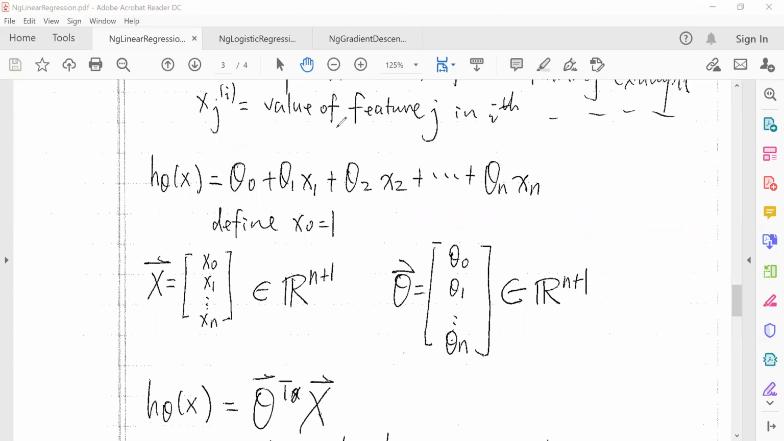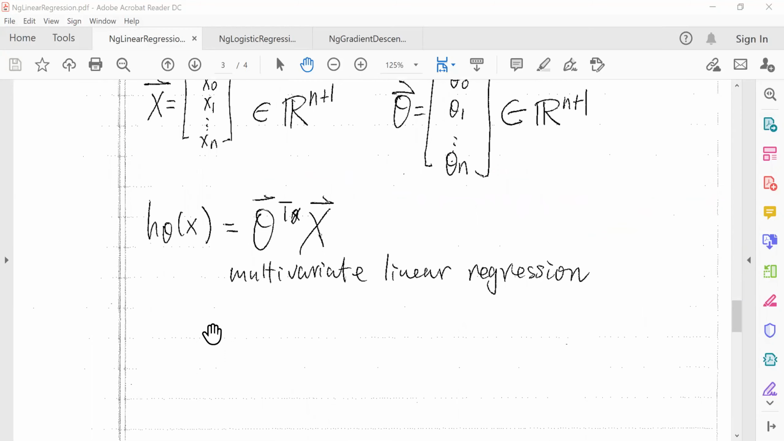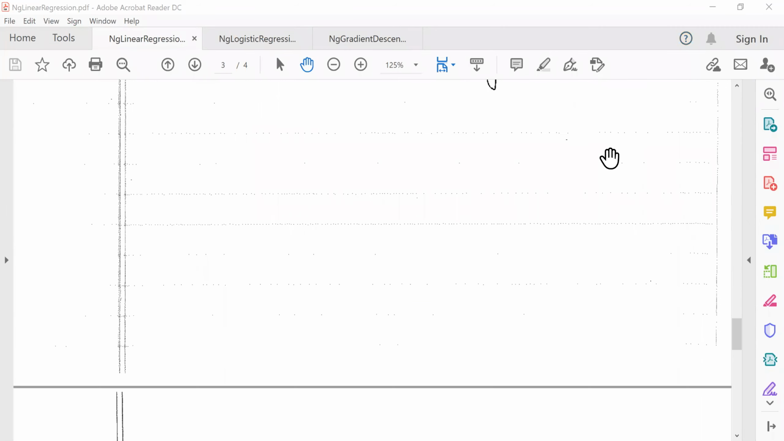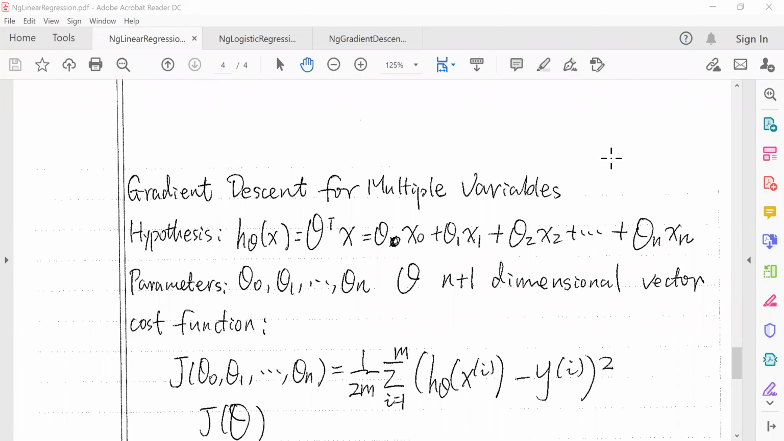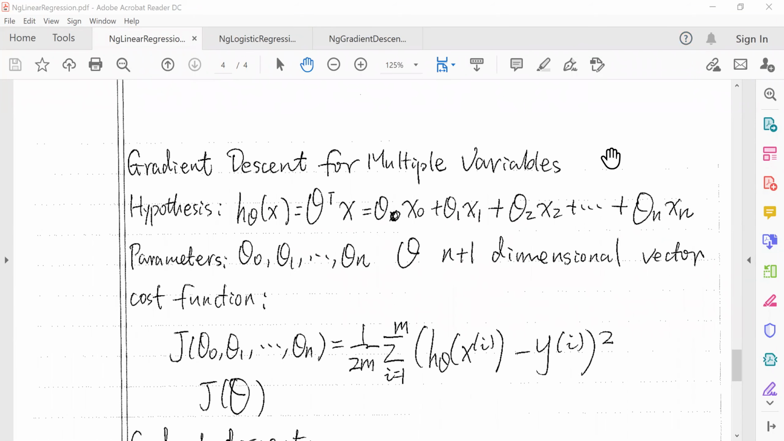Okay, so that's multiple variables. If you write it in a math formula in vector format, then this is theta and x, so that's in vector format. So that's multivariate linear regression.